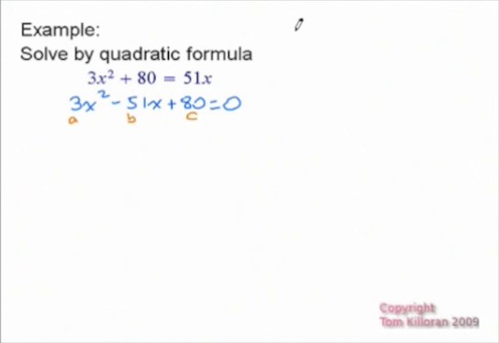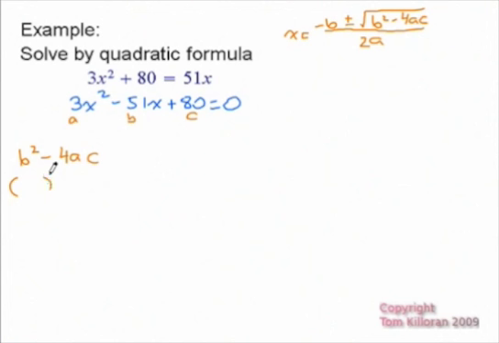Alright, the quadratic formula, I'll just write it off here on the side, is negative b plus or minus the square root of b squared minus 4ac, divided by 2a. Now, I usually don't just shove all this information into the whole formula. I do a part of it at a time. I start with the discriminant, which is that expression underneath the square root.